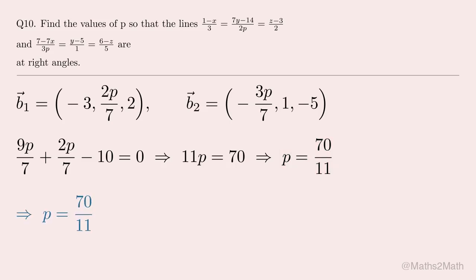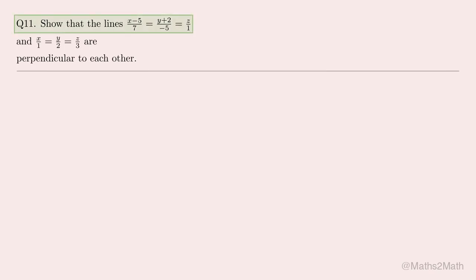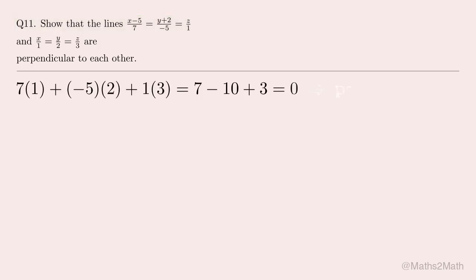Question 11. A quick perpendicularity check. Dot the denominators. 7 times 1 plus minus 5 times 2 plus 1 times 3 is 7 minus 10 plus 3, which is 0. Perpendicular.